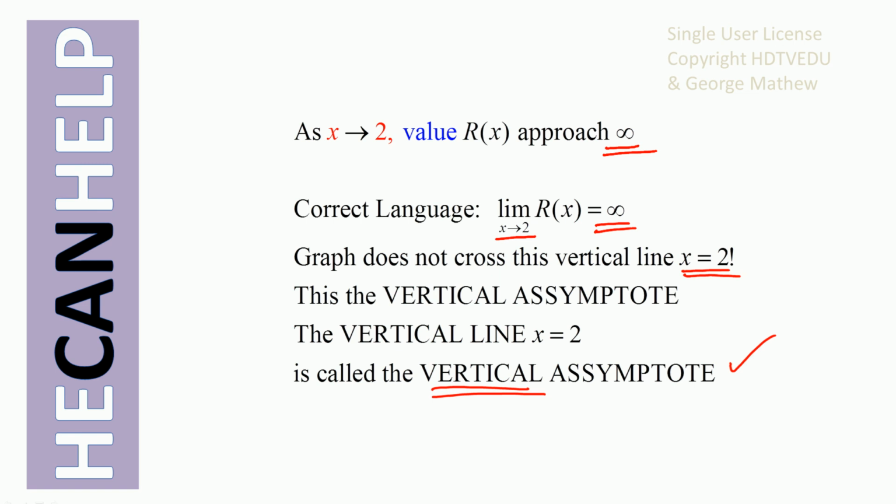What is the horizontal asymptote? y is equal to 5. What is the vertical asymptote?